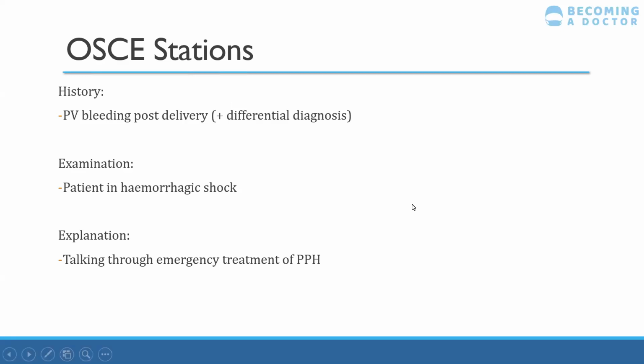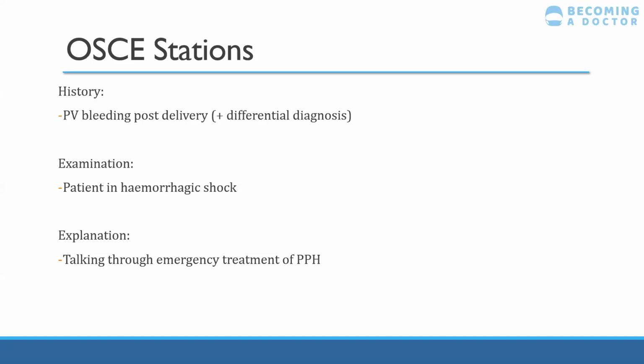So these are our OSCE stations that we talked about before. If it's a history, it's most likely to be a secondary PPH, because primary PPH would be quite difficult to take a history for, because they'd be unstable. So you would ask the same questions as PV bleeding for an APH, and your most likely diagnosis would be endometritis, but like we said, any of the 4 Ts can cause secondary PPH.